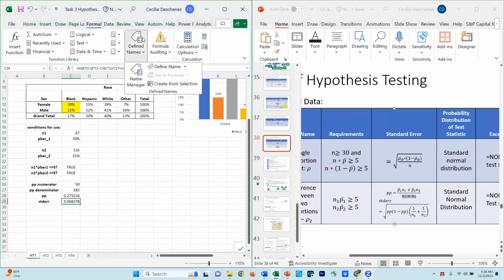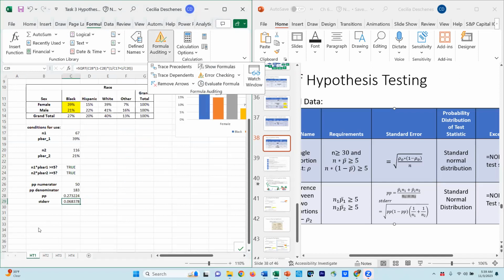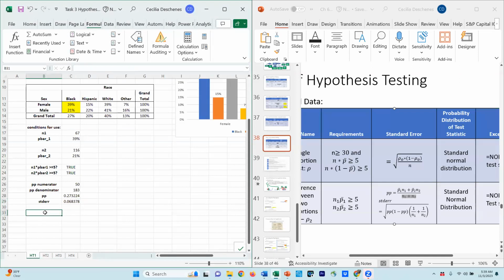Oops, wrong spot. Sorry, it got squished up on me. Where'd it go? There we go. All right. So for those who want to see exactly what the formulas look like, there you go. All right. So back to the test statistic.